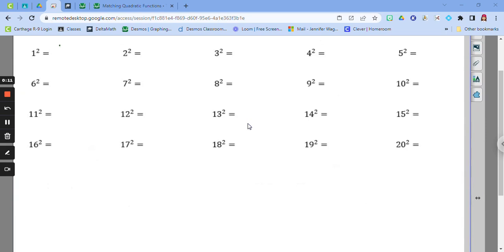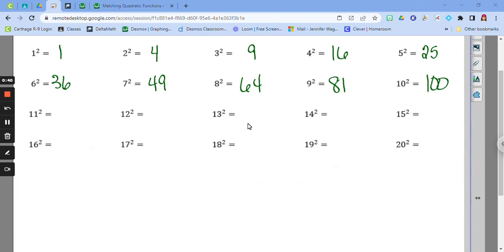We should have 1 squared is 1, 2 squared is 4, 3 squared is 9, 4 squared is 16, 5 squared is 25, 6 squared, 36, 7 squared, 49, 8 squared, 64, 9 squared, 81, 10 squared, 100, 11 squared, 121, 12 squared, 144, 13 squared, 169, 14 squared, 196, 15 squared, 225, 16 squared, 256.